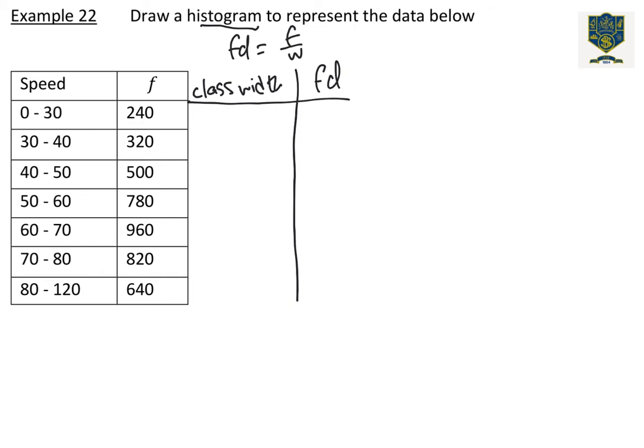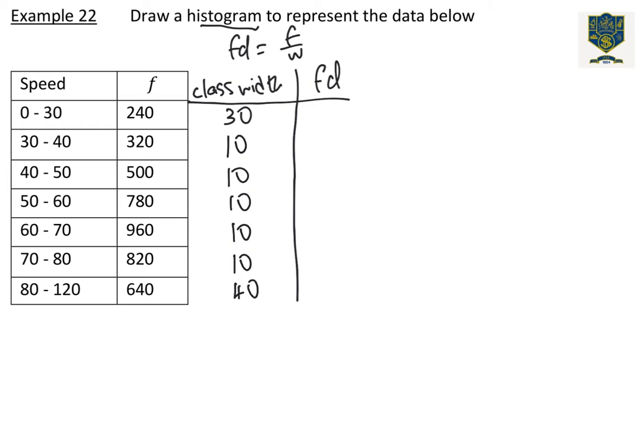So the first group is from 0 to 30, so that will have a width of 30. The next is from 30 to 40, which is 10 wide. And then 40 to 50 is also 10 wide. 50 to 60 is 10 wide. 60 to 70 is 10 wide. 70 to 80 is also 10. And then 80 to 120 is 40 wide.